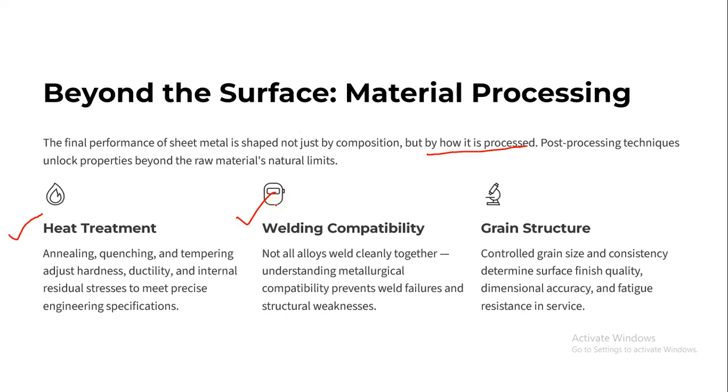Not all alloys weld cleanly together. Understanding the metallurgical compatibility prevents weld failures and structural weakness. Next, another important factor is the structure of the internal grain. Controlled grain size and consistency determine surface finish quality, dimensional accuracy and fatigue resistance in service, and is one of the most important factors.